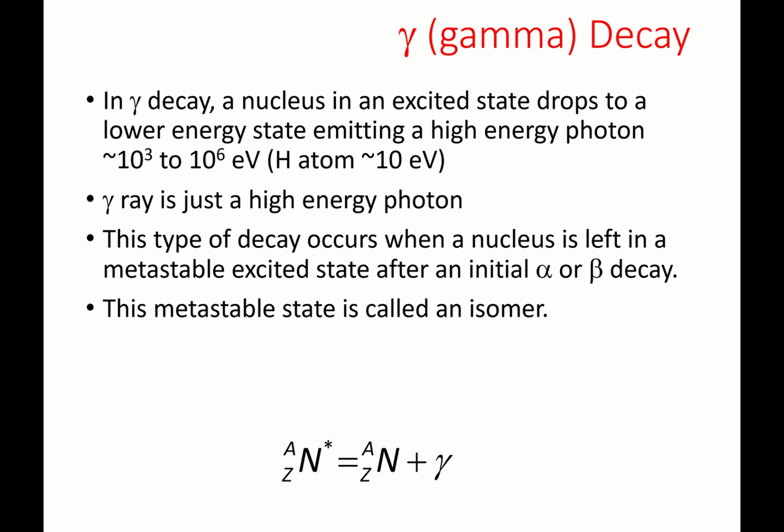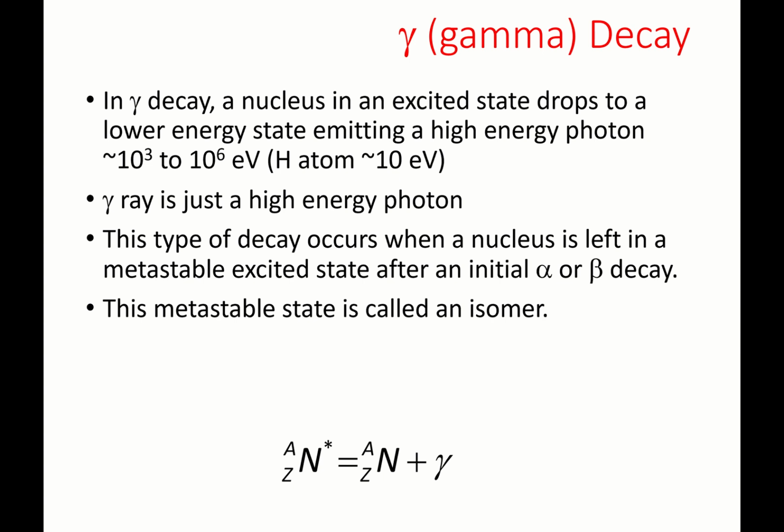So usually it's just been formed from an alpha decay or a beta decay, and it's not in its most stable ground state. And so when it drops down to its most stable ground state, it loses some energy, and it emits that energy in the form of a high energy photon. And these have very, very high energy, like 1,000 to 1,000,000 electron volts, compared to the hydrogen atom, which is only 10 electron volts. So it's just very high energy light, essentially, that is emitted.